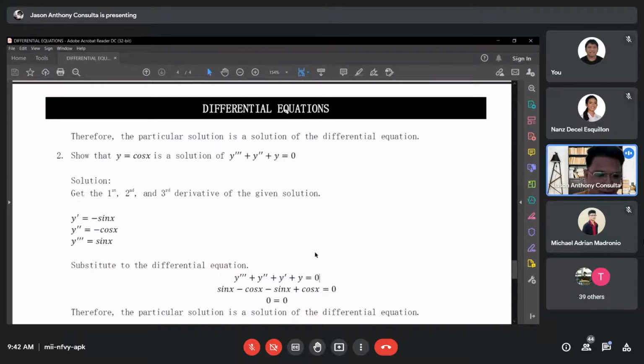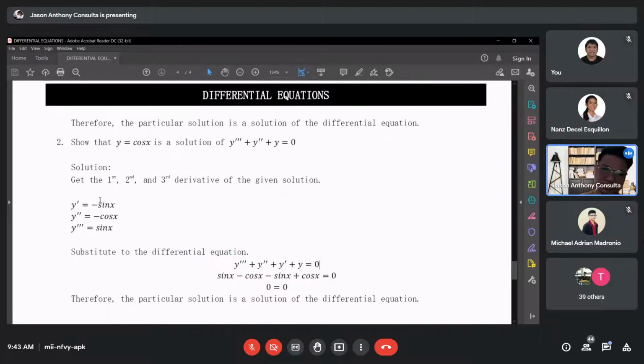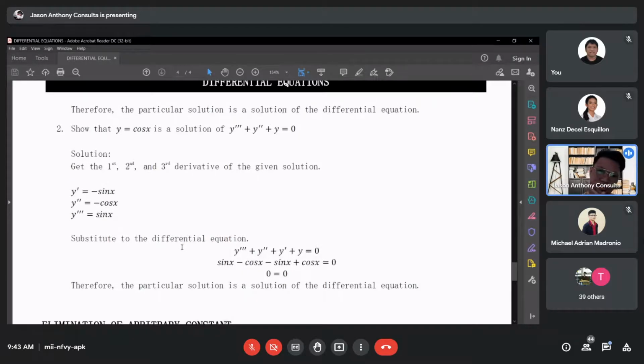Okay? So, yung first derivative of cosine x, class, be careful sa kung negative or hindi lang siya basta the derivative of cosine x is equal to sine x. So, negative sine x. So, since may negative naman, negative cosine x and sine x. So, substitute.